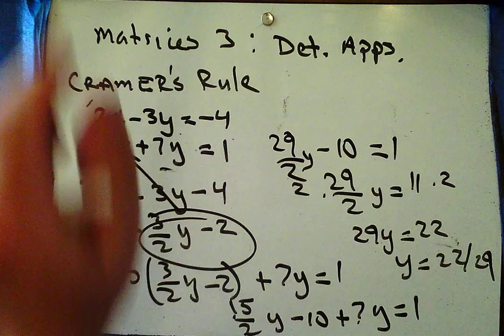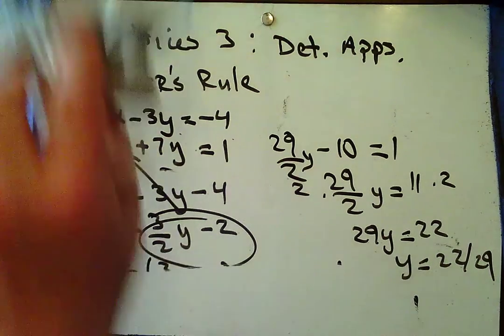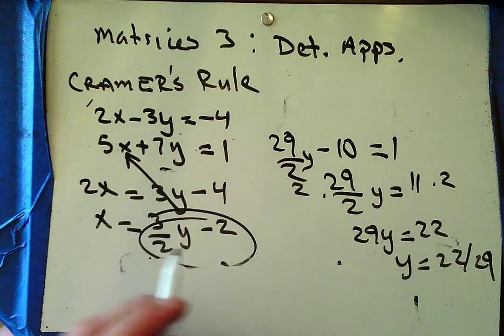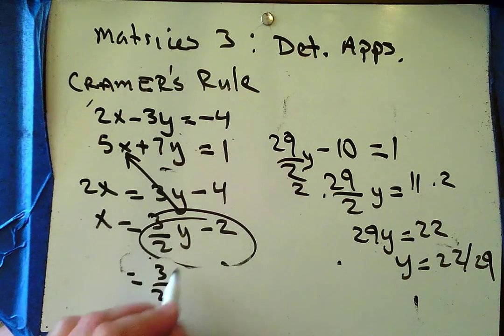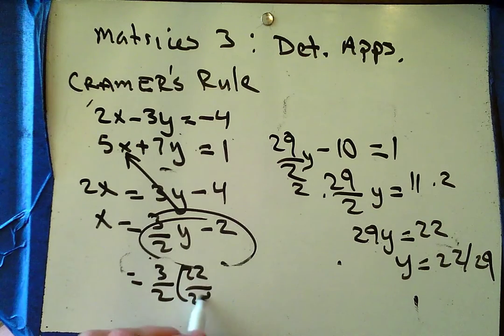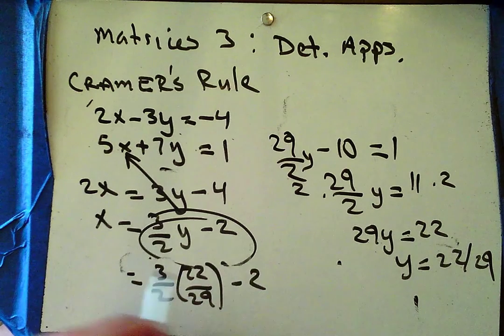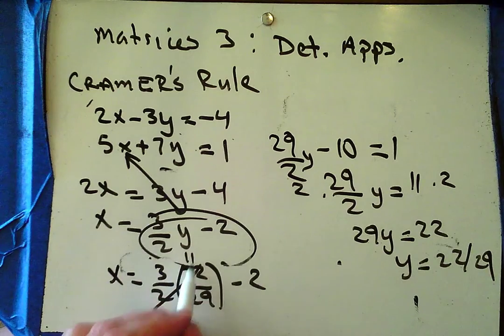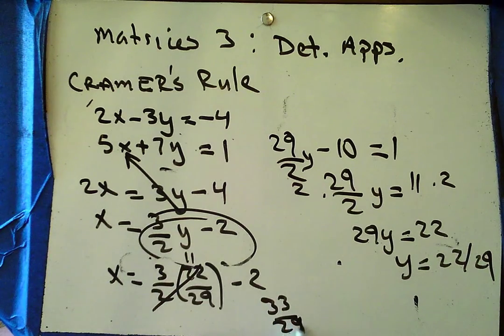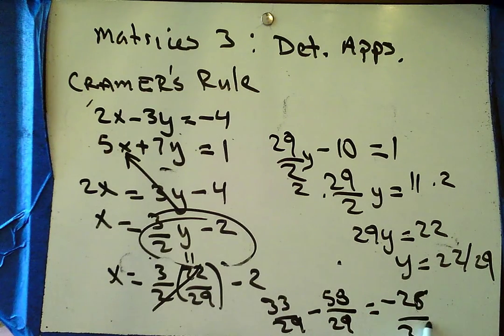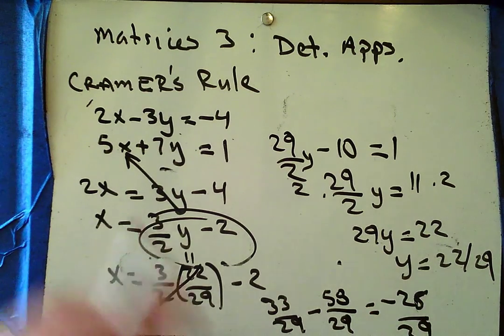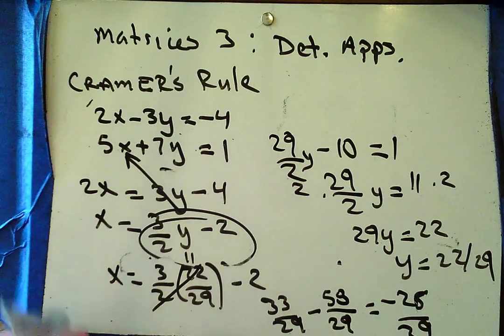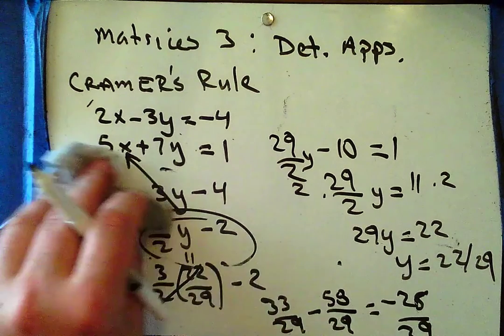But I haven't found x yet. I know that x equals 3/2 times y minus 2. So 3/2 times 22 over 29 minus 2. And so we get 33 over 29 minus 2 times 29 is 58 over 29. And so I get negative 25 over 29. Now, I know how to do it, but wow, dealing with all those fractions sucked.